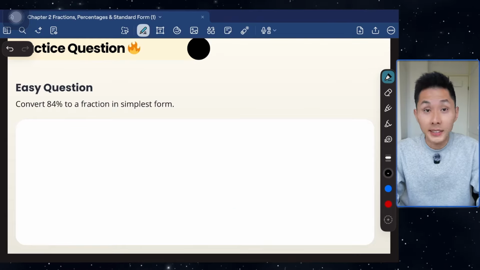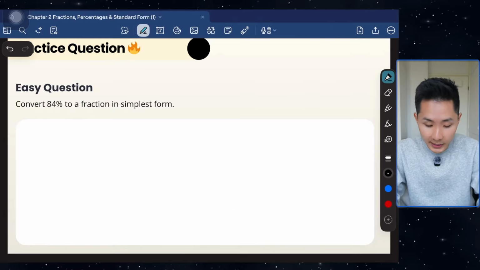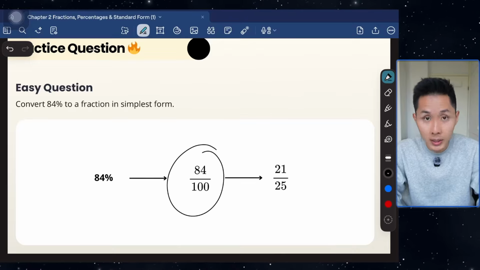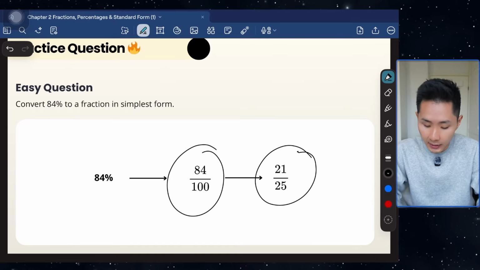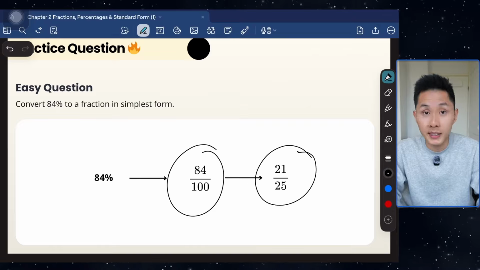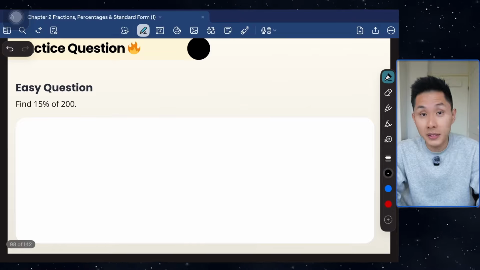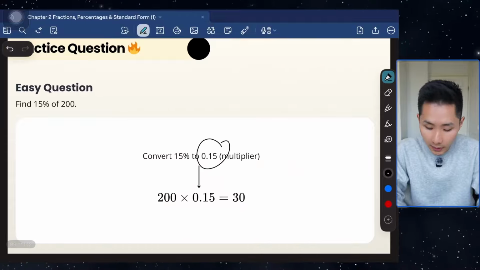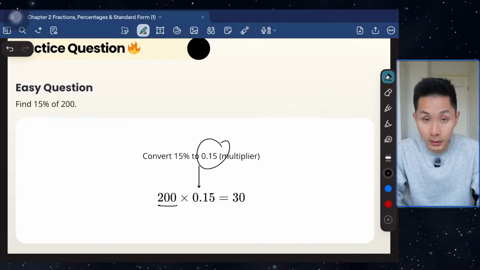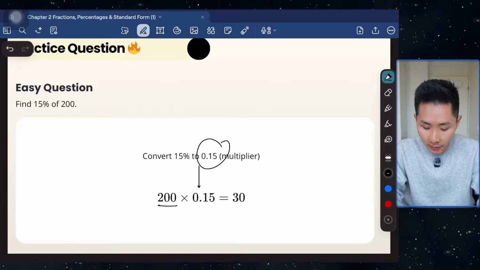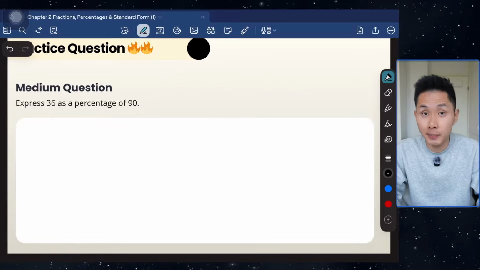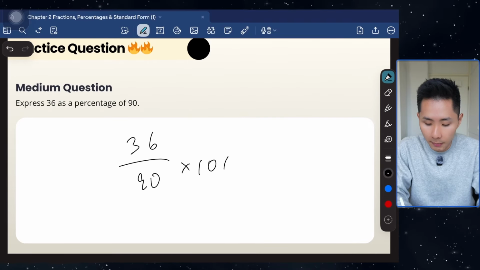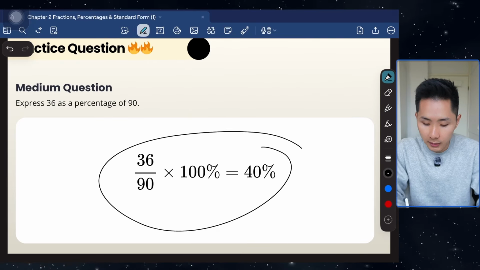Here you go. Let's solve some questions. Convert 84% to a fraction in simplest form. I can divide by 100, and then do some simplification, and I would get 84% in simplest form. Another question, 15% of 200. I can convert this into a multiplier, 0.15, and then multiply it by 200 to get the value. Express 36 as a percentage of 90. Just divide 36 by 90, multiply by 100%, and you will get 40%.